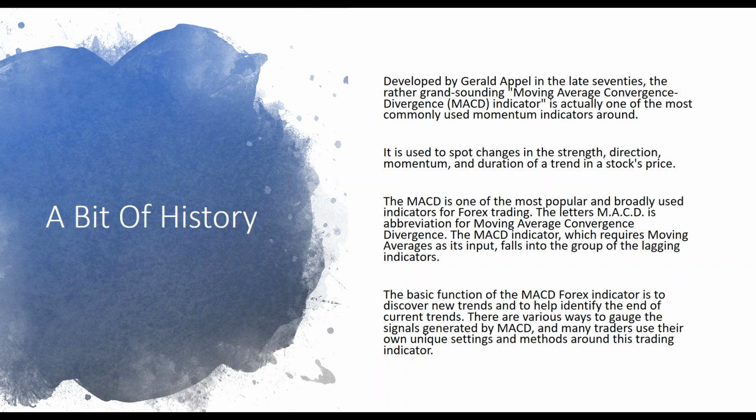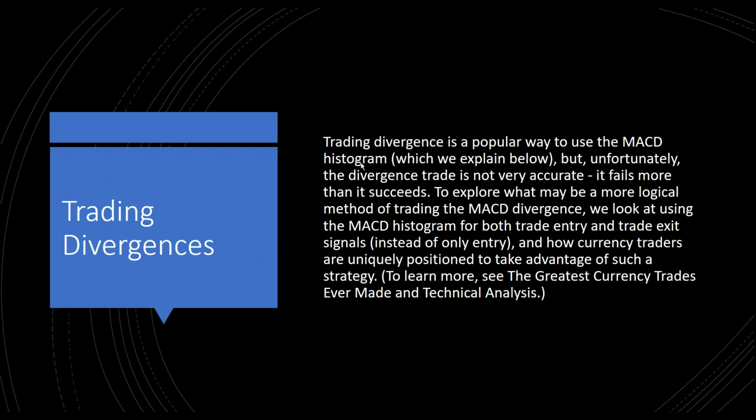The basic function of the MACD Forex indicator is to discover new trends and to help identify the end of a current trend. There are various ways to gauge the signals generated by MACD, and many traders use their own unique settings and methods around this trading indicator. The MACD histogram is another part of MACD, and we're going to be talking about that a little bit later.